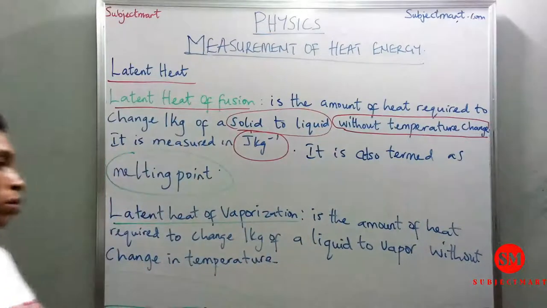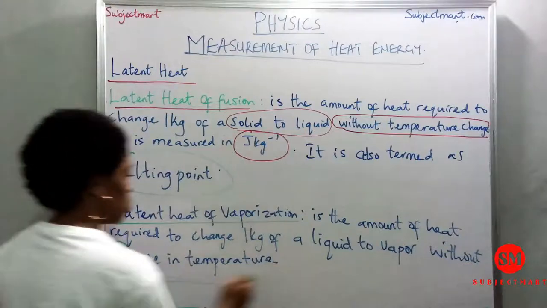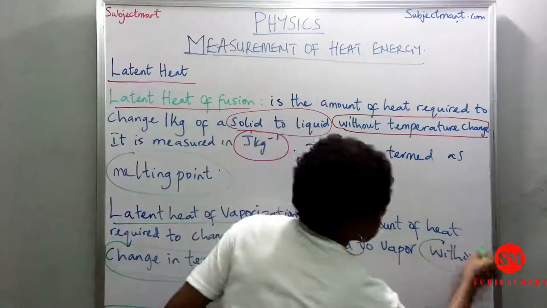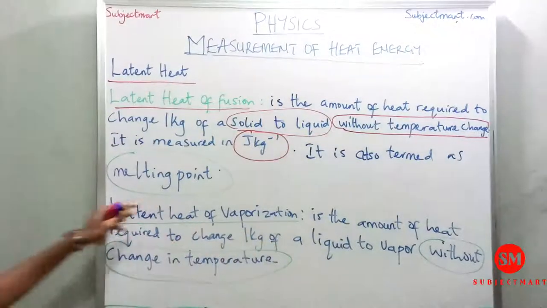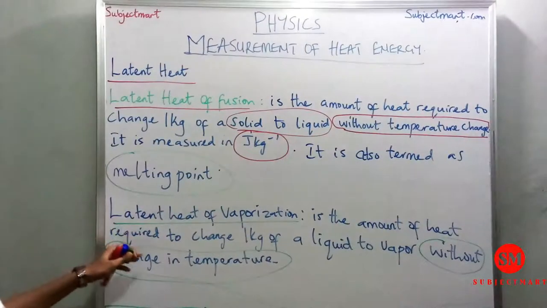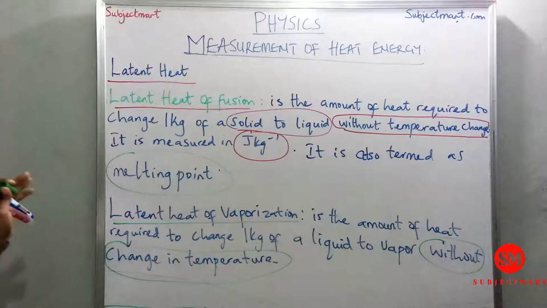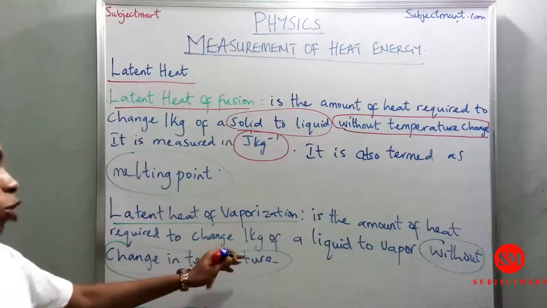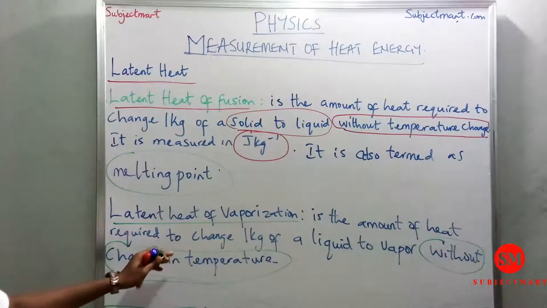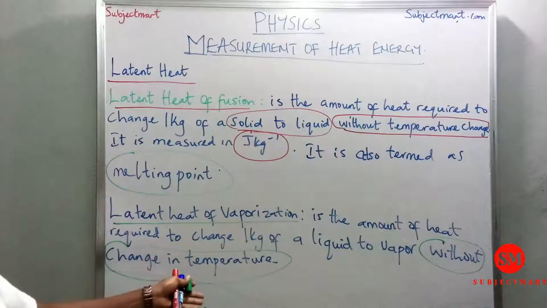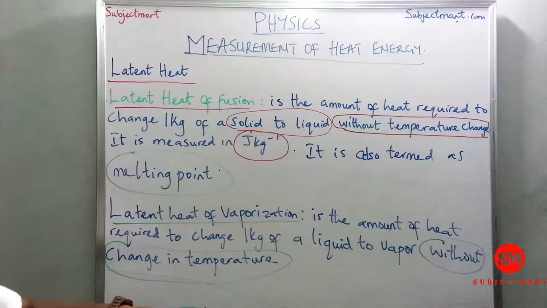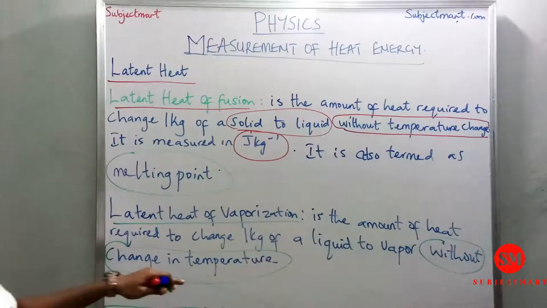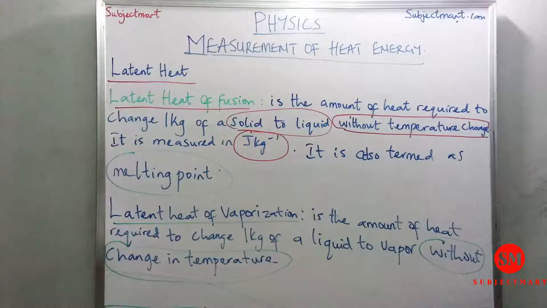So take note, without changing temperature. That implies during change of states, during phase change, there is no change in temperature. So latent heat of vaporization is the quantity of heat needed to change a liquid to vapor. And we said at that stage that the temperature is constant.